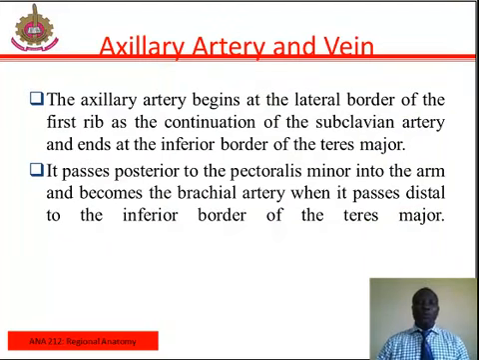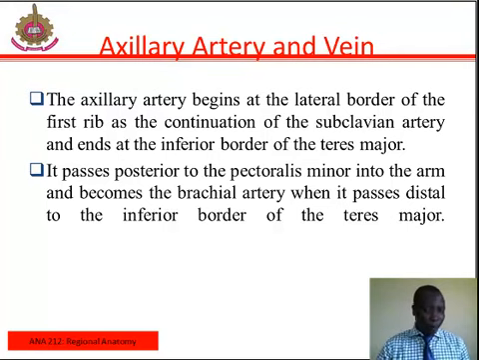The axillary artery begins at the lateral border of the first rib as the continuation of the subclavian artery and ends at the inferior border of the teres major. It passes posterior to the pectoralis minor into the arm and becomes the brachial artery when it passes distal to the inferior border of the teres major.